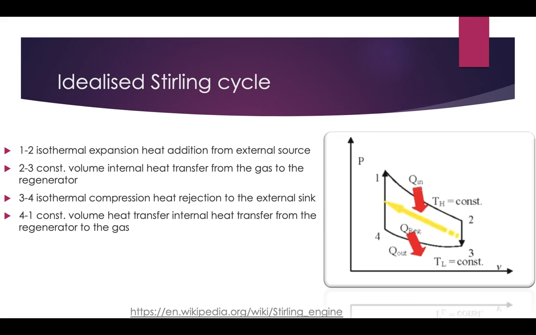So now we are going to study about idealized Stirling cycle. So as you can see, a diagram showing the characteristics of idealized Stirling cycle. From 1 to 2, there is isothermal expansion, and in this, there is heat addition from external source. From 2 to 3, there is constant volume internal heat transfer from the gas to the regenerator.